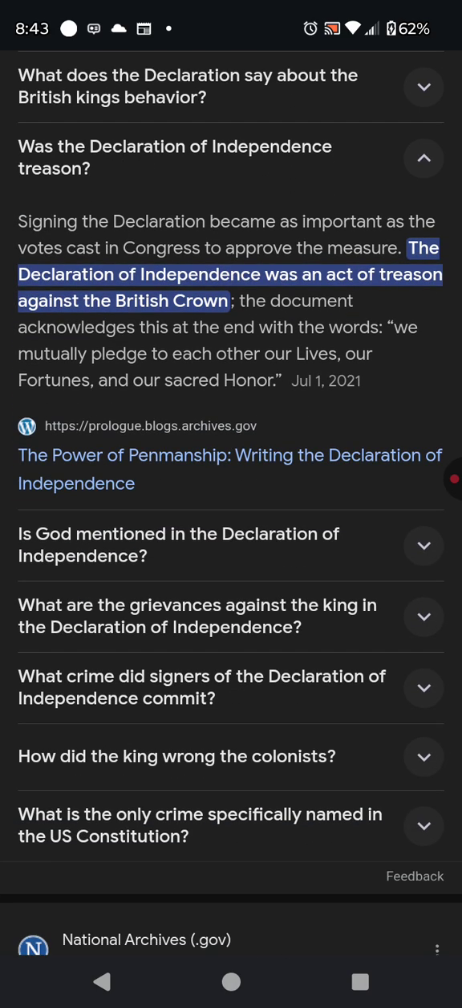Signing the Declaration became an important issue of votes cast in Congress to approve the measure. The Declaration of Independence was an act of treason against the British Crown. This document ends with the words, "We mutually pledge to each other our lives, our fortunes, and our sacred honor." Let me reiterate that. We mutually pledge to each other our lives, our fortunes, and our sacred honor.